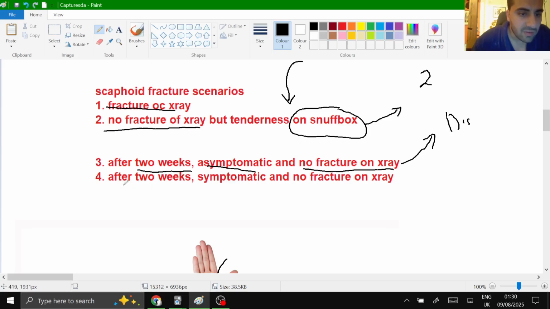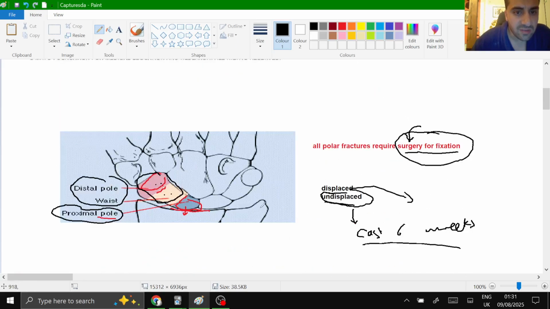And the fourth scenario is after 2 weeks, the patient is still symptomatic, however, there is no fracture shown on X-ray. In this case, we need to order MRI. Why? Because the patient is symptomatic, but I still cannot see the fracture on X-ray. And I need MRI to see where the fracture is, because this will determine the management. Again, if it's proximal, then we need to fix it surgically. If it's distal or in the waist, then it depends, displaced or undisplaced. Displaced, then surgery. Undisplaced, then it's cast for 6 weeks.